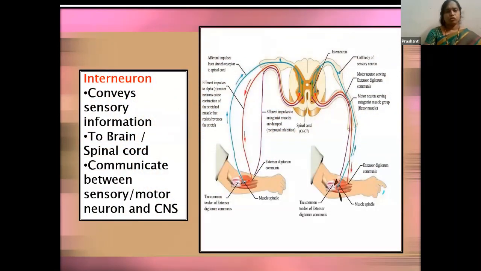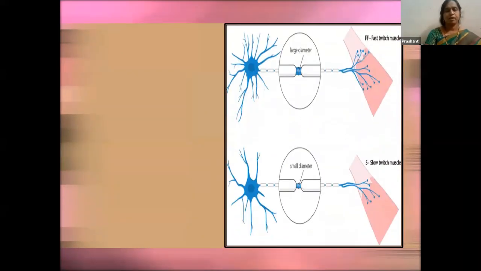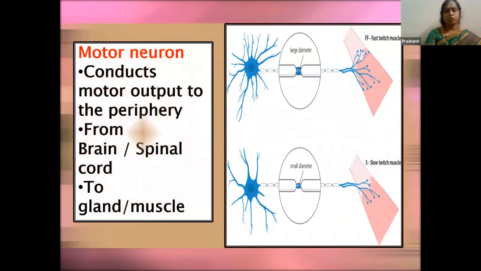So the interneuron conveys the sensory information, that might be from the brain or the spinal cord. It communicates between the sensory or the motor neurons and the central nervous system. The next comes the motor neuron. The sensory information from the interneuron reaches the motor neuron. What is a motor neuron? It conducts the motor output, that is about the movement. It sends information from the brain or spinal cord to that particular gland or muscle.